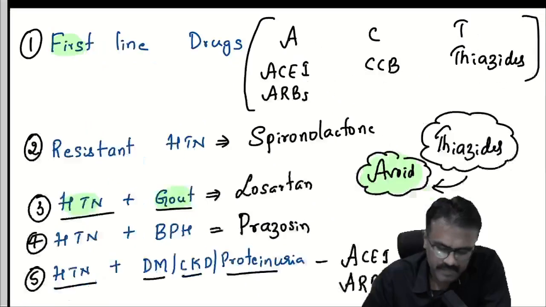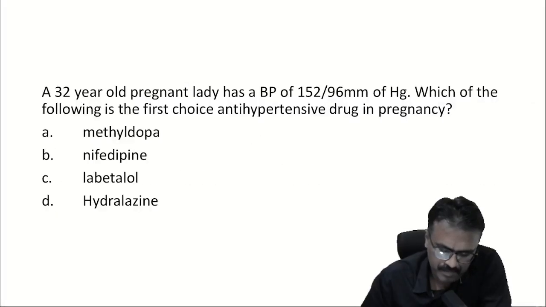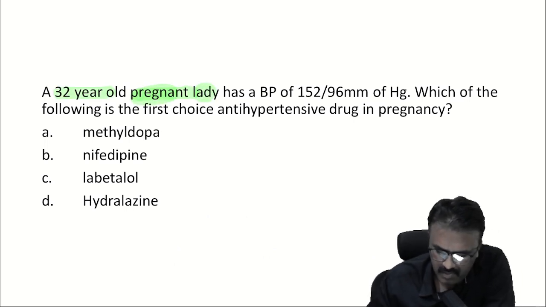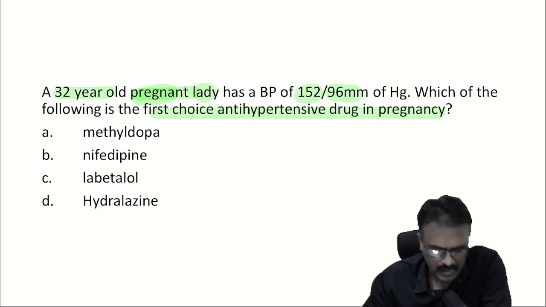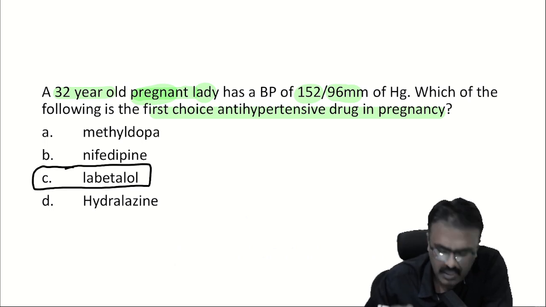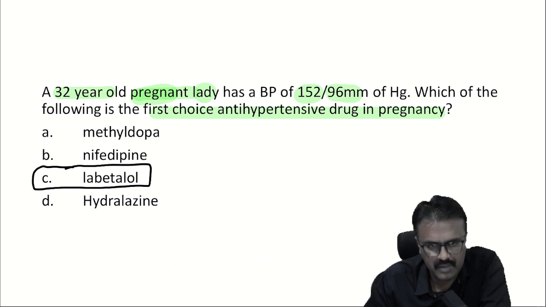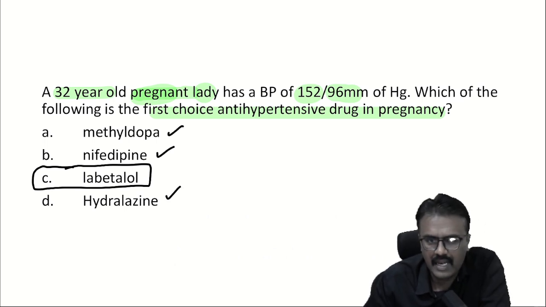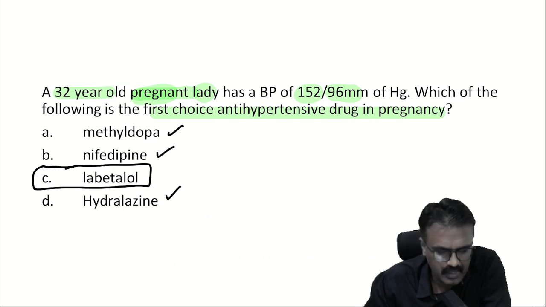Very good. Okay, sir. A 32-year-old pregnant lady, again when they do the check, yes, she is pregnant. BP 152/96, which is the first choice antihypertensive drug in pregnancy? I think it's a simple question. The drug of choice for this lady is labetalol. All others are also used, they are safe, but the drug of choice is labetalol.